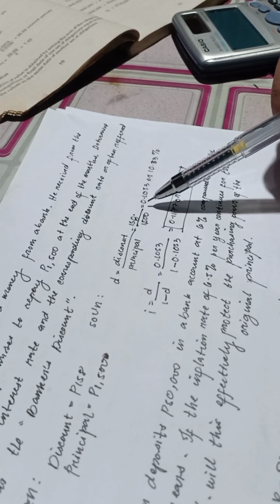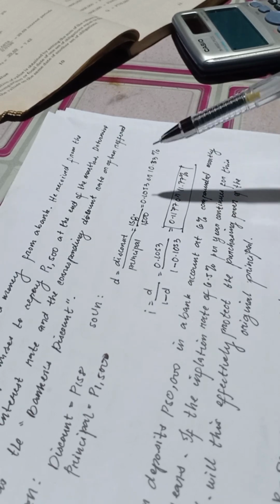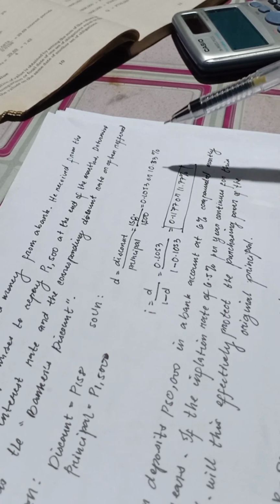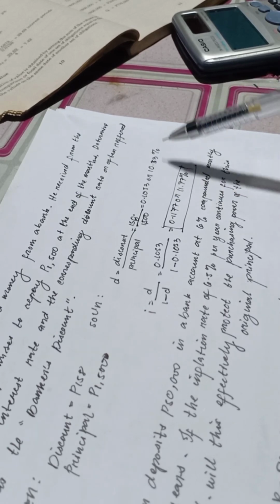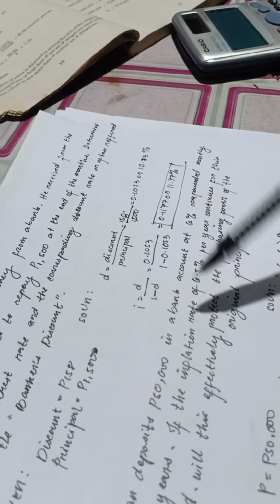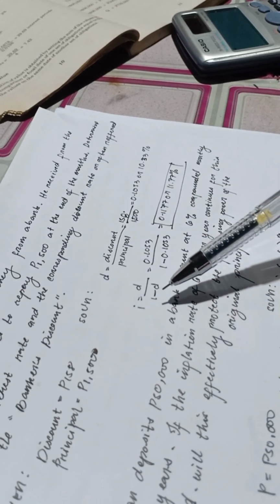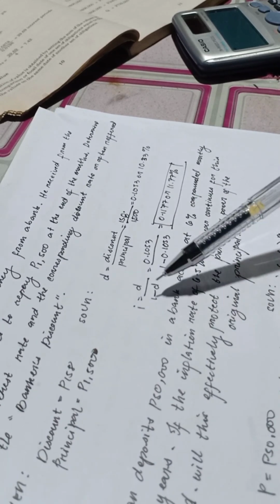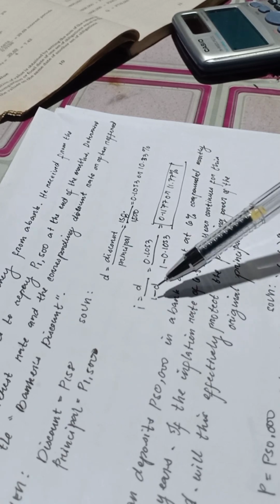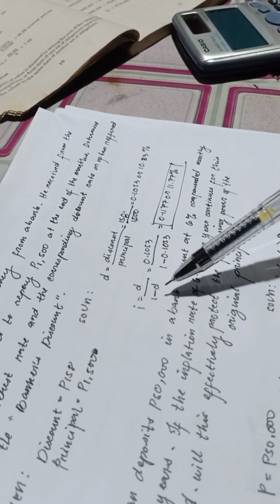So it's equal to 0.1053 or 10.53%. So this is the formula we have to use, or we must use. So I is equal to D over 1 minus D.